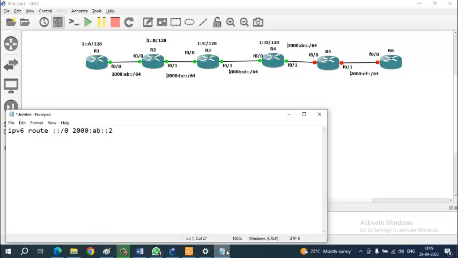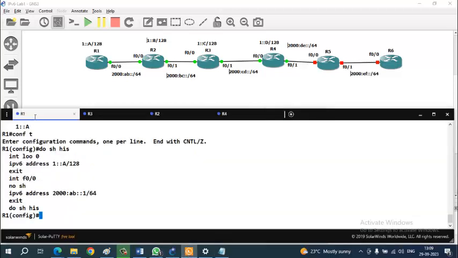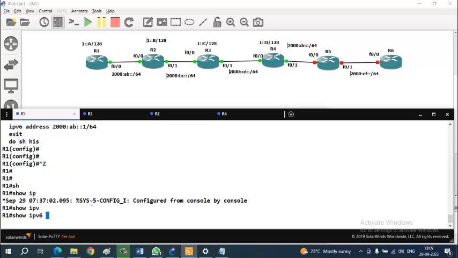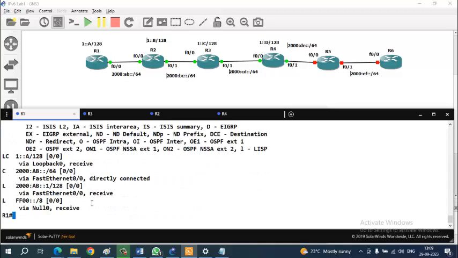Do you agree with this gateway address? This is what we gave on router 2 F0/0. Okay, writing the default route is only this much. Let me show you on R1. Right now, if you check show IPv6 route, you don't have a route to reach other networks. You have only one physical connection, and another one is loopback. LC means loopback.